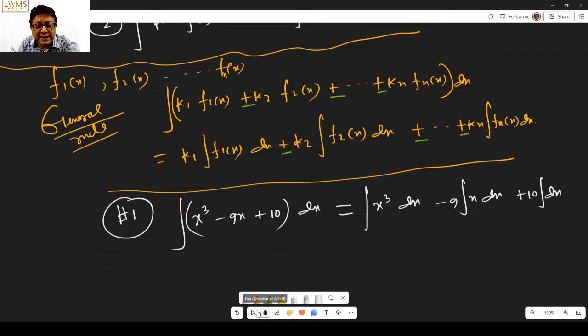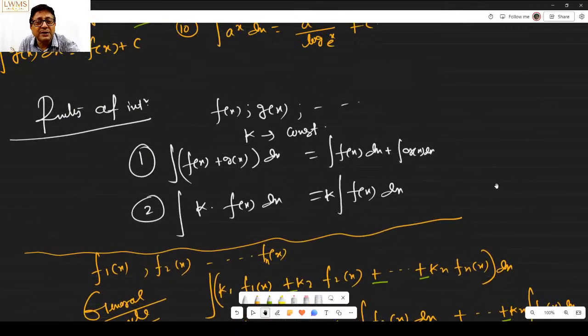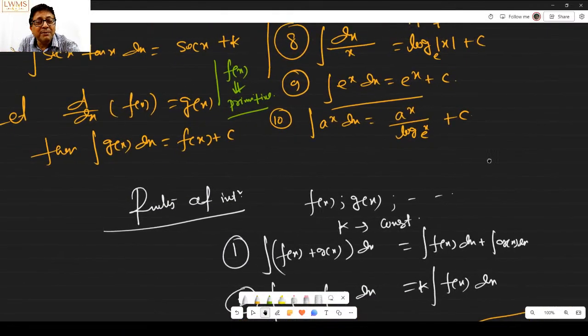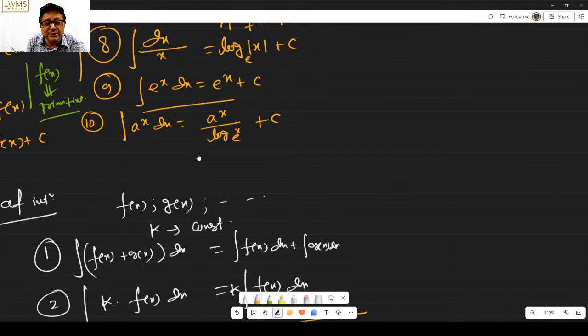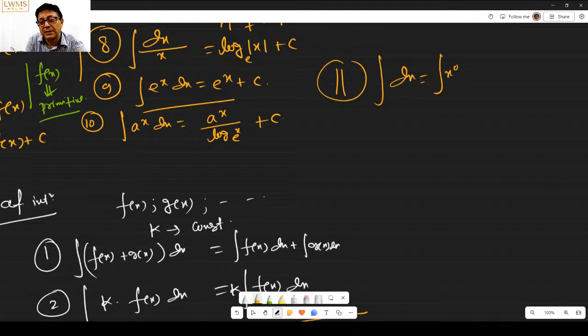What is integration of dx? That probably I forgot to write, but this you remember as a rule only. Number 11, you just add over there. If dx integration is there, it is basically x to the power 0 dx. So this is x plus c. Wherever only dx is given, its integration will be x plus c. That c is the integration constant.